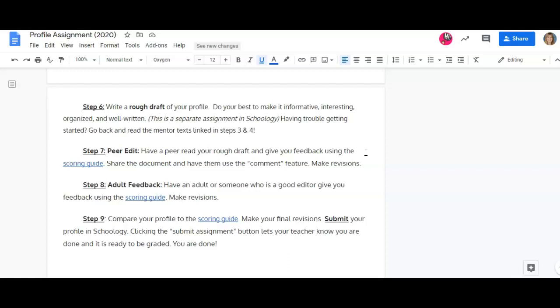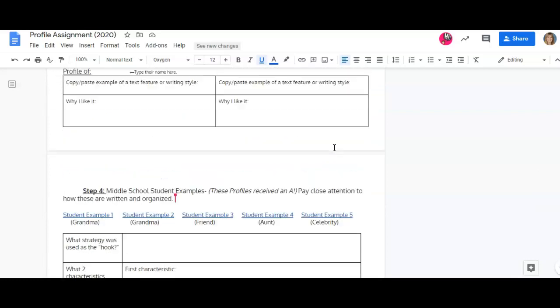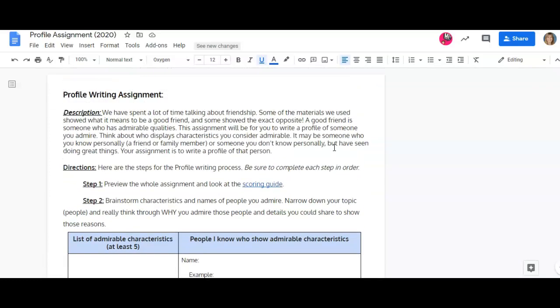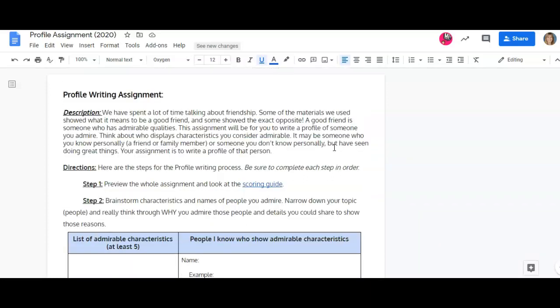Step 8, you're going to get some adult feedback, somebody who is a good editor from home. And then step 9, you're going to finish all of your revisions and editing, get it the best that you can get it, and you're going to be submitting it. So that is the overview of the assignment that you're going to be doing. We will be working on up through the rough draft stage before Thanksgiving, and then we'll be doing the editing and revising and getting the feedback after Thanksgiving.